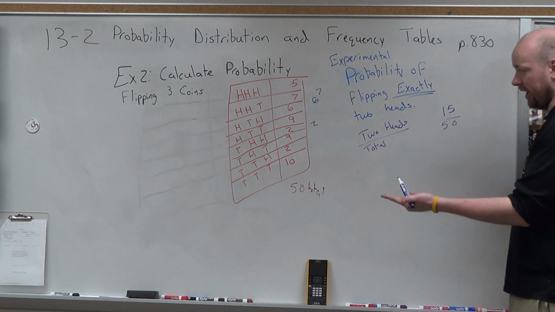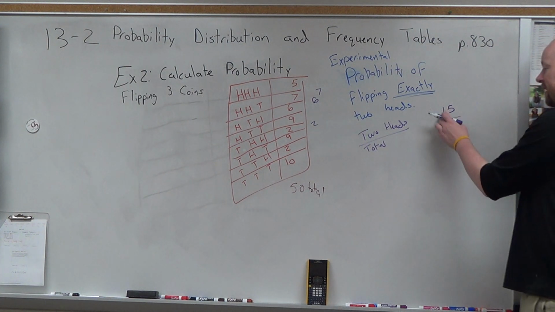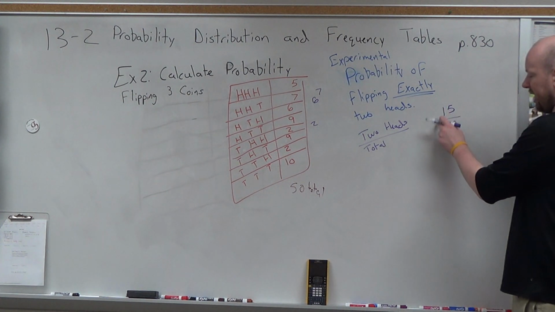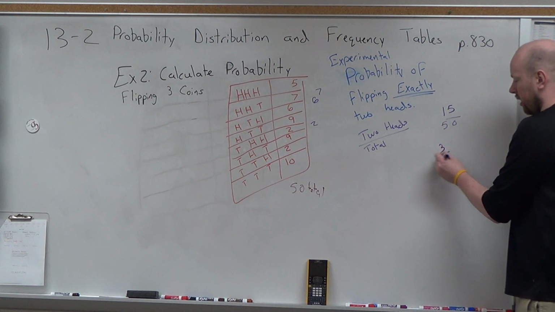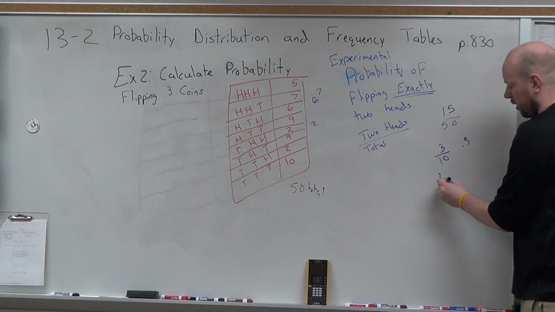Heads, heads, tails, heads, tails, heads, and tails, heads, heads. It's like 15 out of 50. Well, again, I just need to break it down. Well, I can divide each of these by 5, so I get 3 over 10, which turns into 0.3 or 30%.